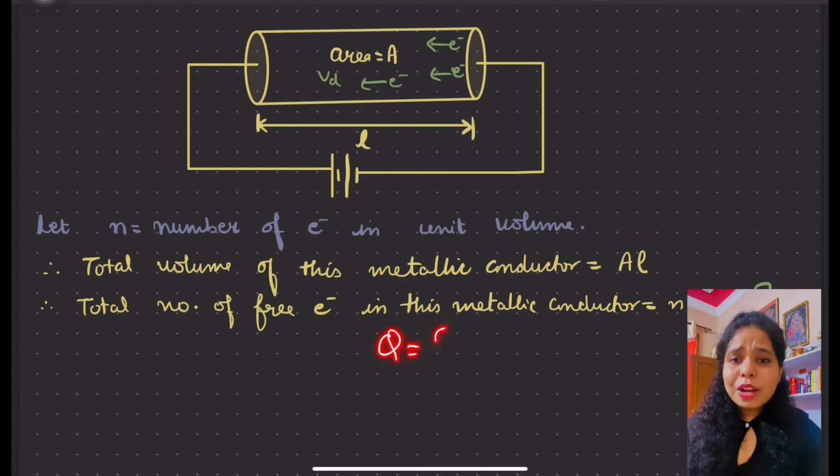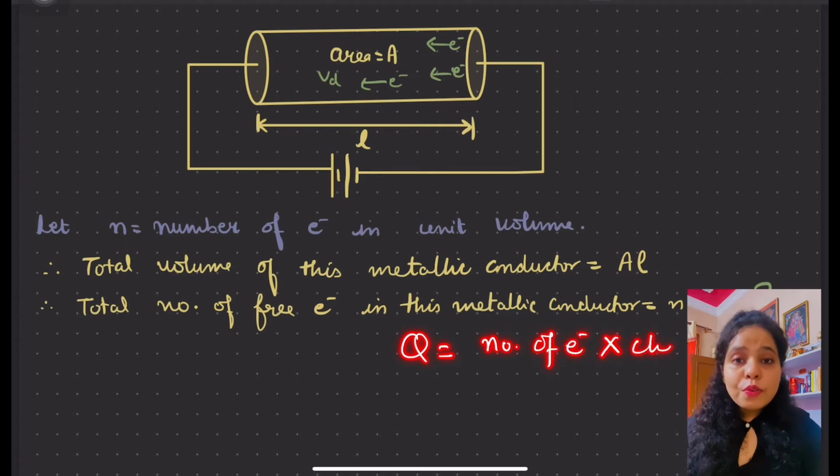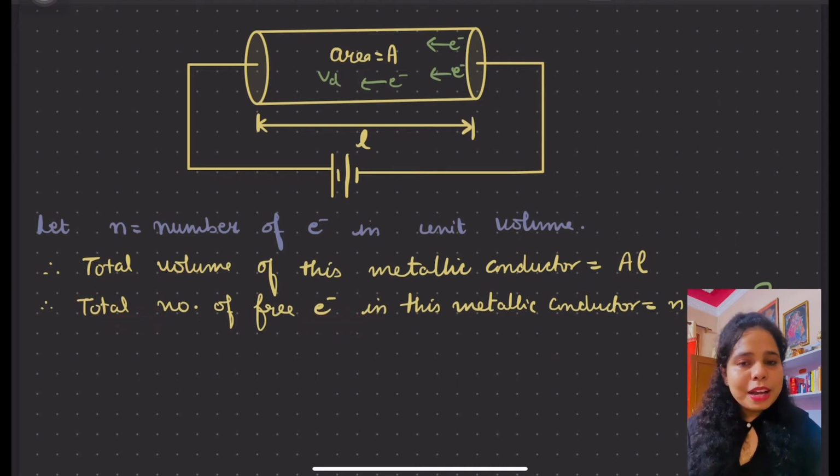And the question is why I have calculated this much, because I was interested in finding the value of charge, as the equation is I is equal to Q upon T. So we need to know what is the total amount of charge which is going to flow from one end of the metallic conductor towards the other end. Therefore we know Q is equal to number of free electrons flowing multiplied by charge on one electron. So this is the total charge flowing through the metallic conductor.